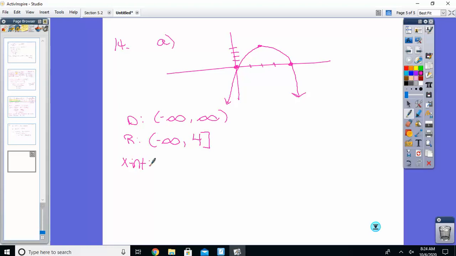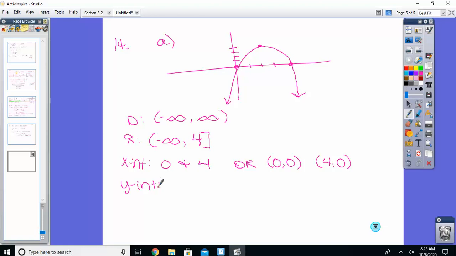X-intercepts. That's just asking where you touch the x-axis. So if we look, we hit it twice, right here and right here. So this is when x is 0, and this is when x is 4. So you could list them like that. You could list ordered pairs, so it'd be (0, 0) and (4, 0) if you did the two separate ordered pairs.